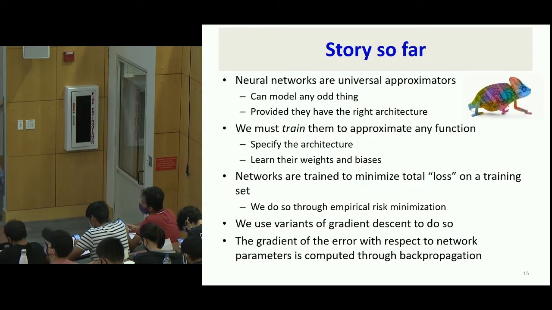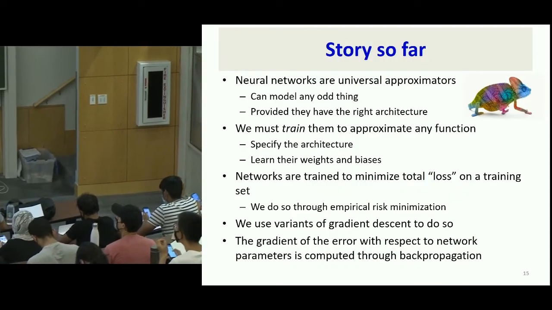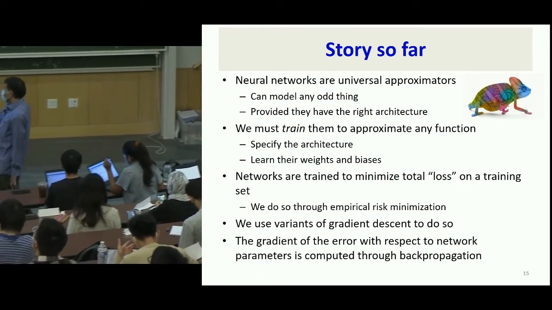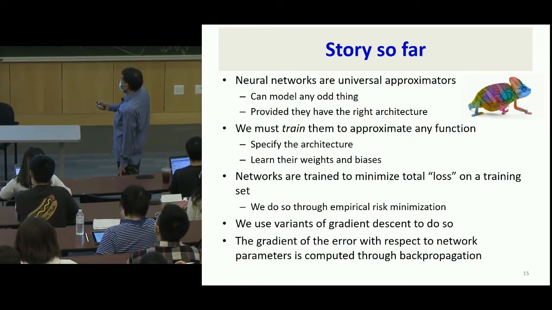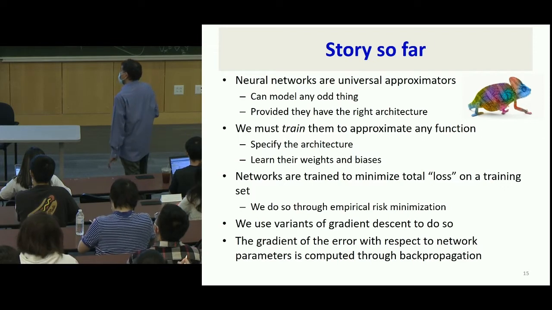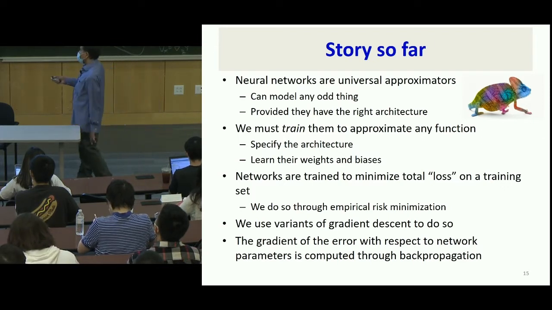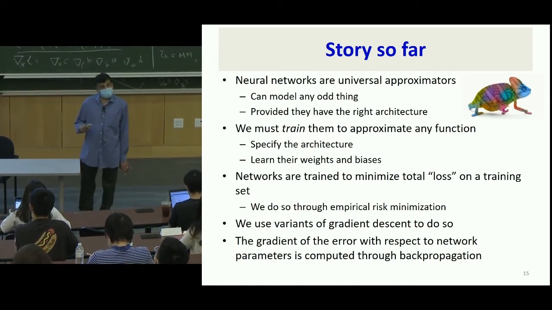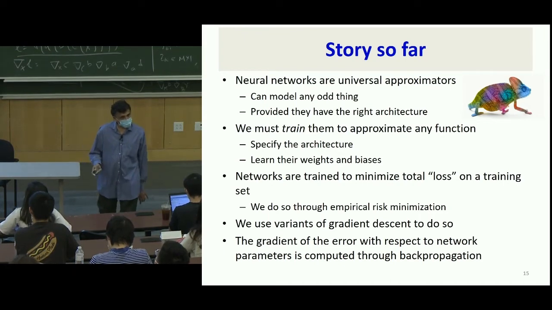Okay, let's move on, right? Story so far: neural networks, we saw universal approximators, but we must train them to approximate any function, and they are trained to minimize the total loss on a training set. And we use variants of gradient descent to minimize this total loss, right? Let's move on.